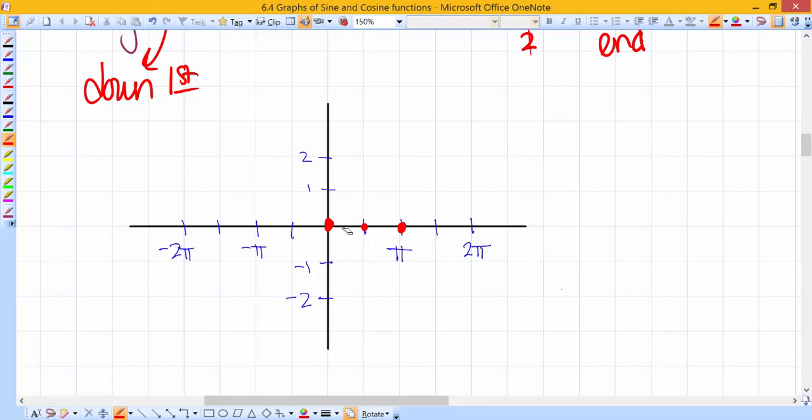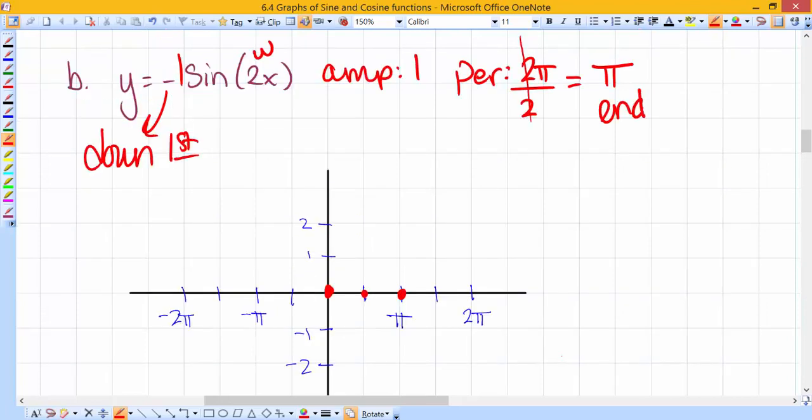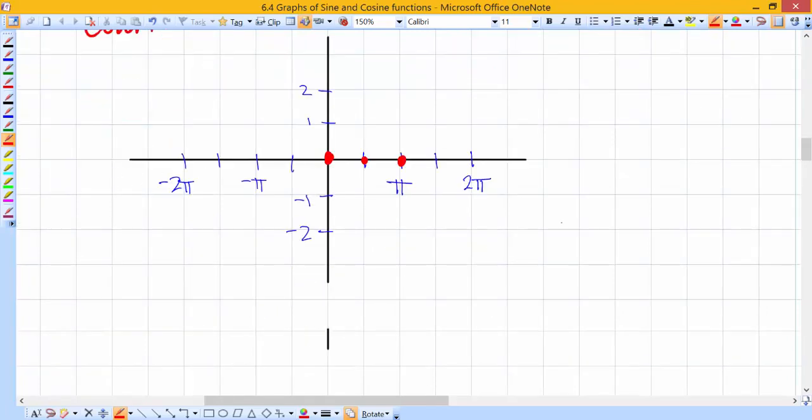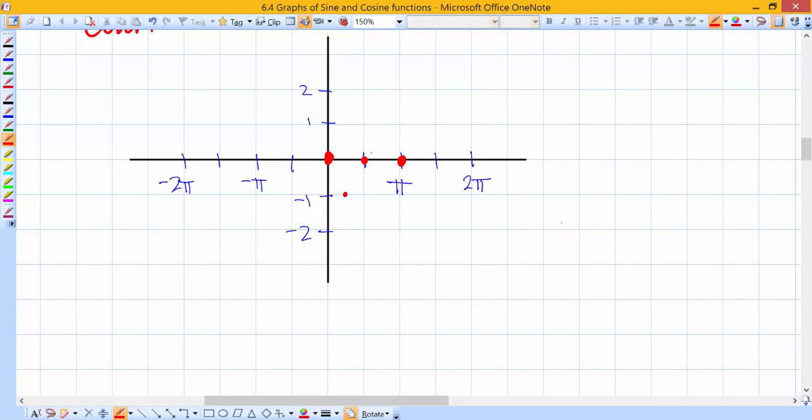I'm going to go to the middle of this first one. I'm going to eyeball it. And my amplitude was 1. But don't forget, because it was a negative, I need to go down in the downward direction first. So I have the middle, go down to 1, go to the other section, middle, up to 1. And there's my first cycle. And I can continue it over here. Follow the same pattern. There's so much symmetry.